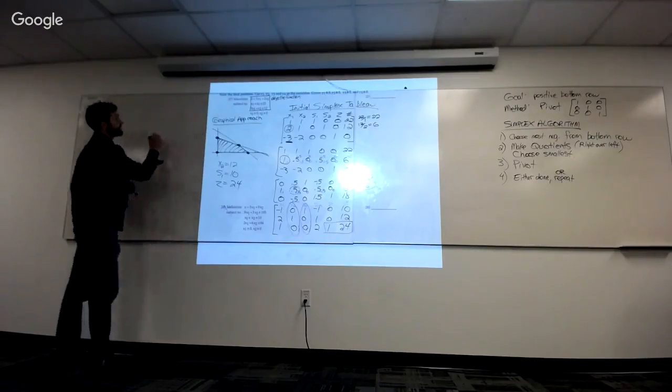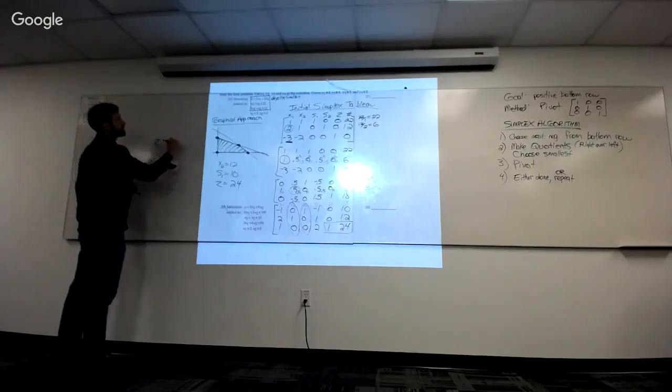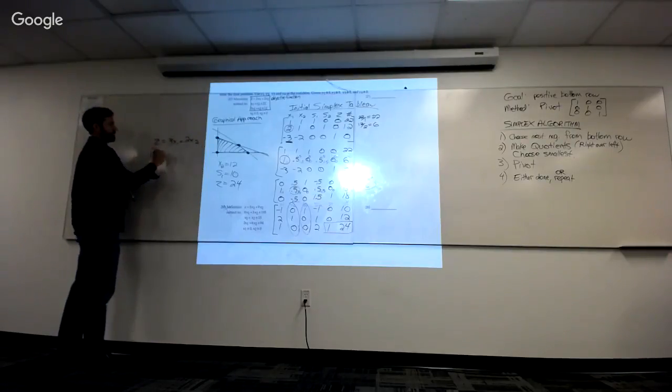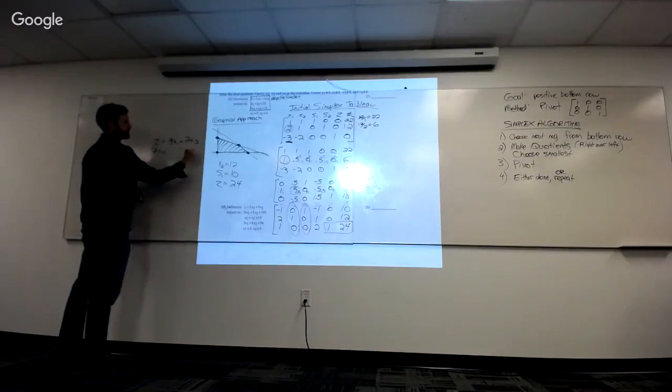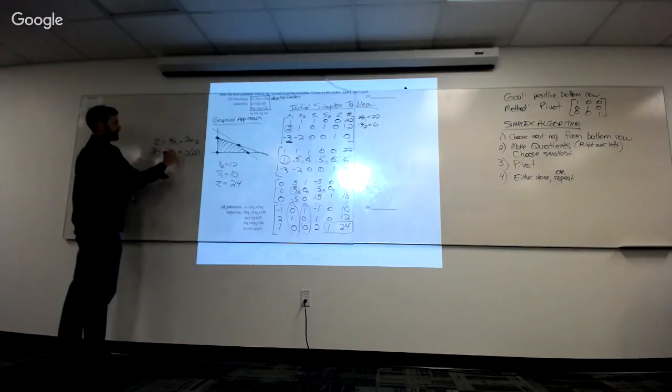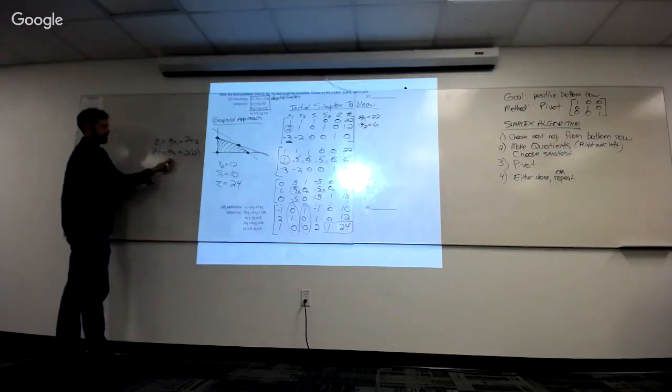And now I can go back and double check. My z function is 3x1 plus 2x2. So if my z max is 24 and my x2 is 12, what does that mean my x1 must be? 0. Because 2 times 12 is 24. That's already 24, so x1 is 0.